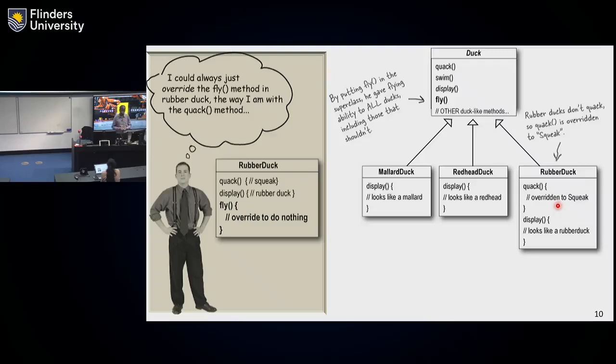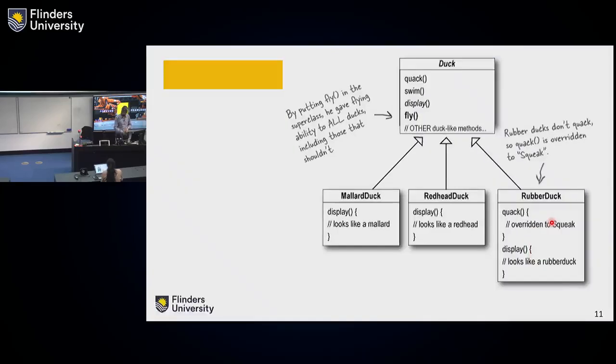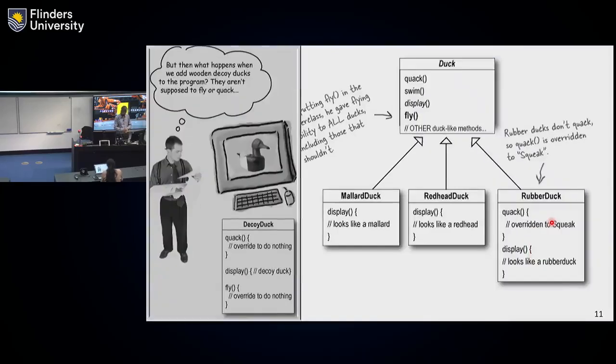So this was rubber duck, and we did it quickly because this is only one class that we need to override the functionality. We overrode this functionality and we released the software, and everyone is happy. So for the time being, our solution worked. But what if a new duck comes in? Decoy duck, which doesn't quack, which doesn't fly. So what should we do now?